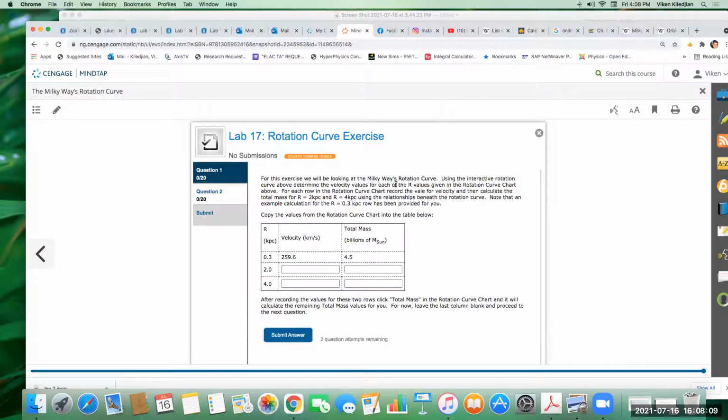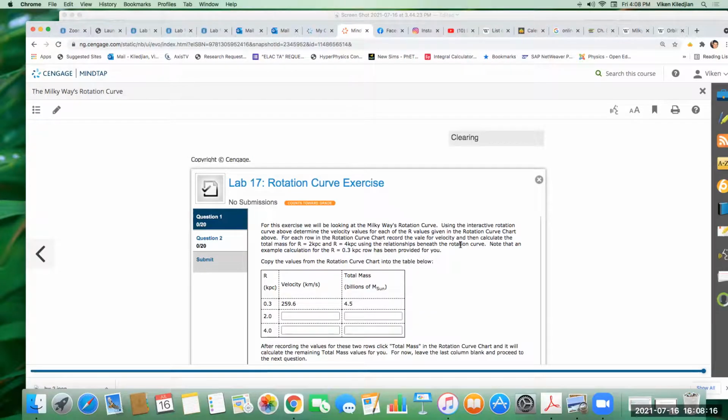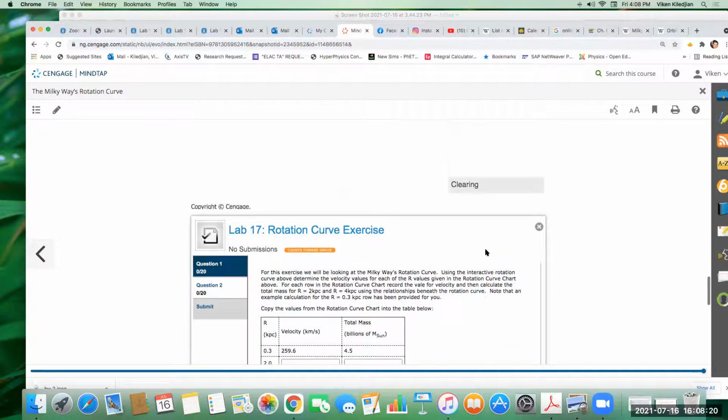So for this exercise, we'll be looking at the Milky Way rotation curve. Using the interactive rotation curve above, determine the velocity values for each of the R values given in the rotation curve chart above.